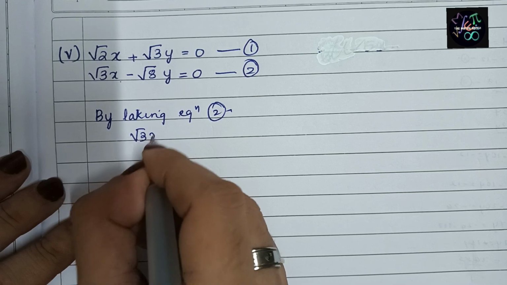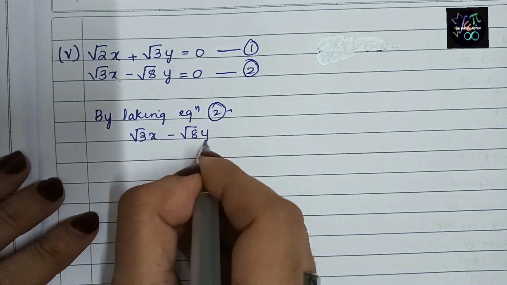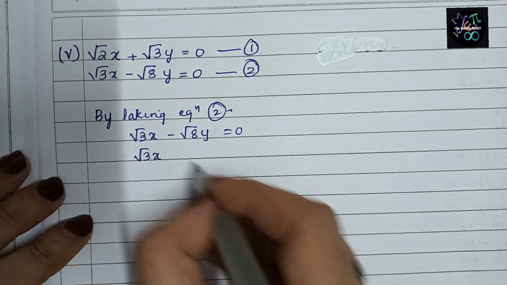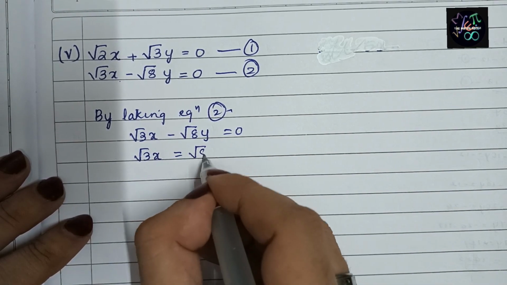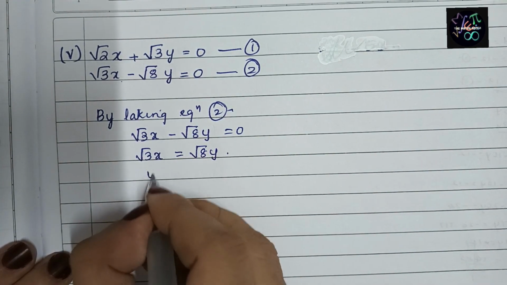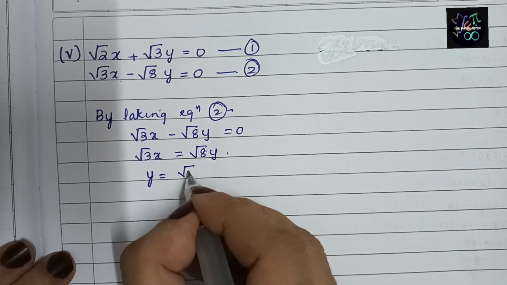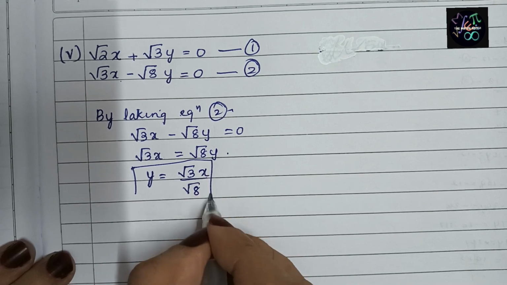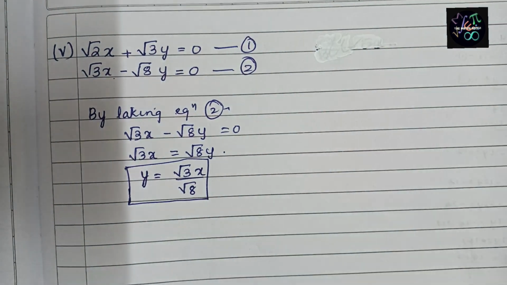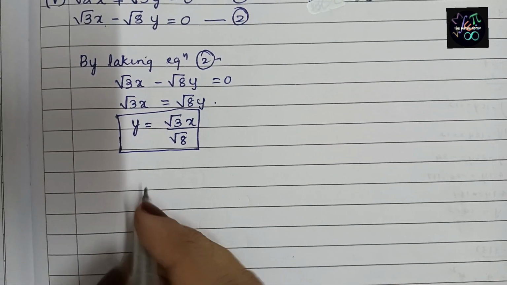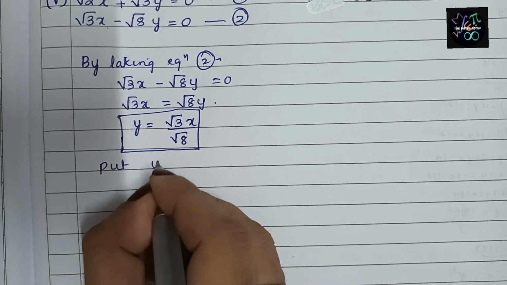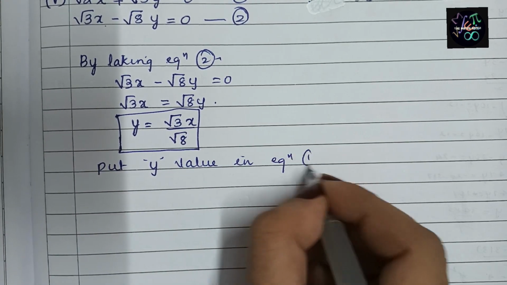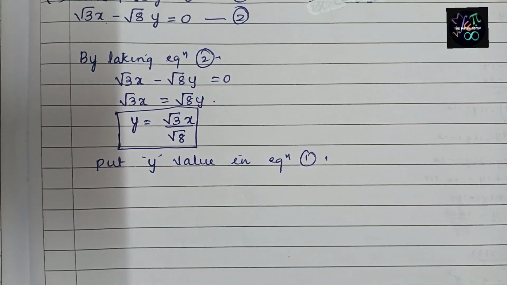Root 3x minus root 8y is equal to 0. Root 3x as it is. I'll take 8y to this side, so the minus will become plus. So y is equal to root 3x upon root 8. We got the y value. We could take the x value also, no problem. Now put the y value in equation 1, because we have taken 2. So we will take 1 now.